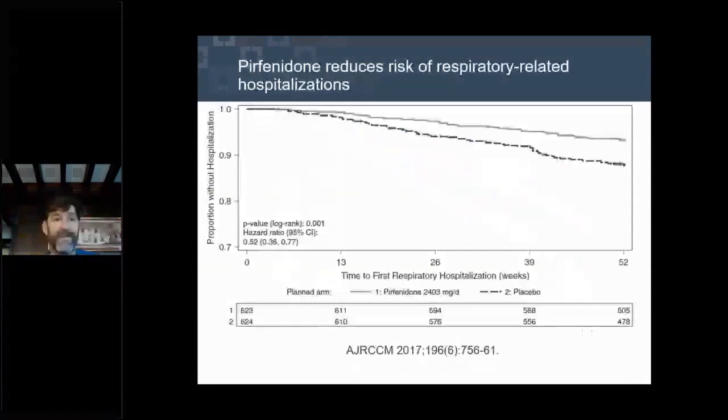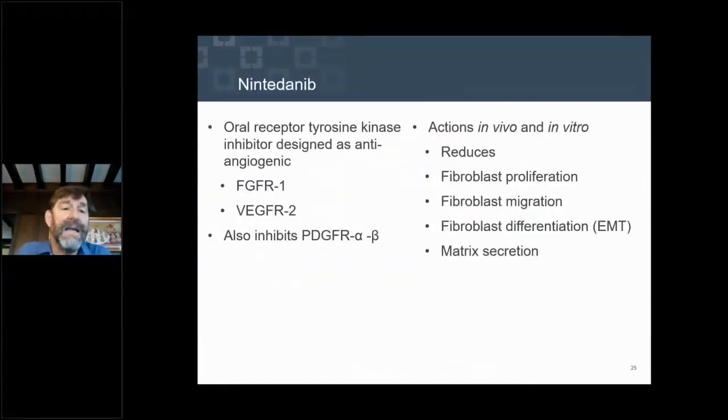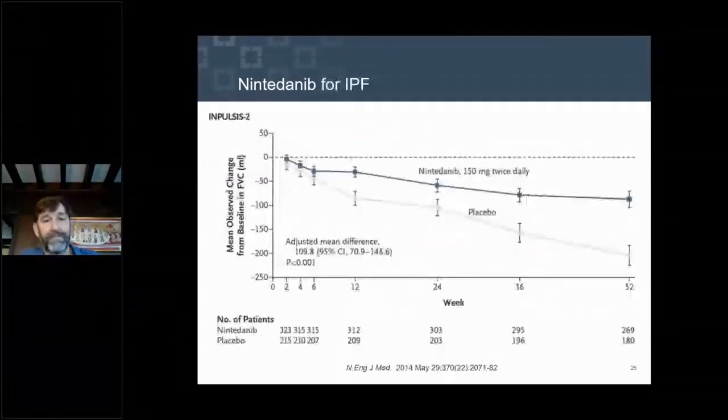Nintedanib is a tyrosine kinase inhibitor, so it also slows down cellular function, and it also does a lot of good things that you would think about to reduce fibrosis. Again, we think this may work independently of pirfenidone, but we've never looked at using them together. And you can see with nintedanib for IPF, they looked at 52 weeks in a little bit of a milder group. They on placebo lost 200 mLs, where the treated group lost 70 mL, something like that. So again, decreased lung decline by about half.